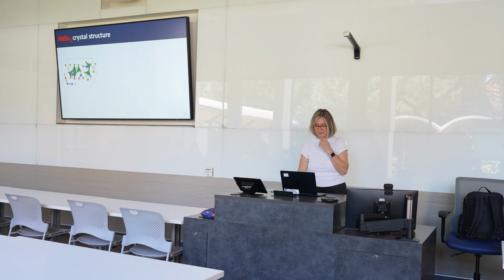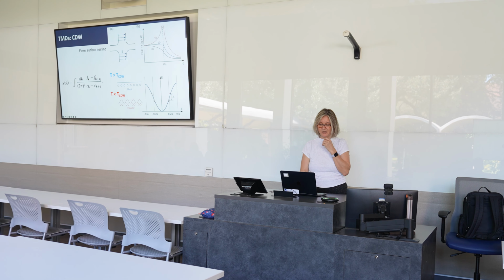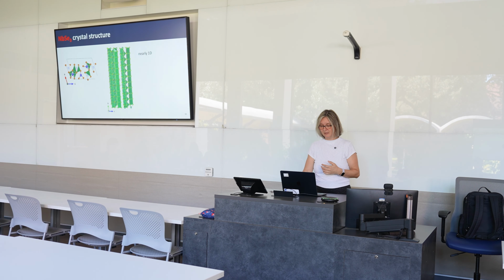I haven't mentioned this, but you're gapping basically the part of the Fermi surface that's nested. So one of the mechanisms behind the formation of the charge density wave is the nesting, where you have parallel sheets of the Fermi surface that are translated by the same wave vector. So you're gapping the Fermi surface in the direction of the nesting wave vector. All right.